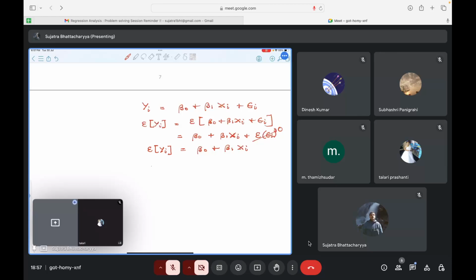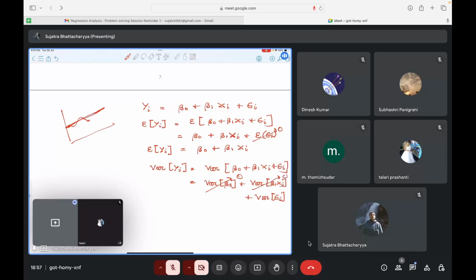What about the variance of yi? Next, variance of yi. So it will be the variance of beta naught plus beta 1 xi plus epsilon i. So variance of beta naught plus, simple, variance of beta 1 xi plus variance of epsilon i. The variance of a constant quantity is 0. Right? Because with time, nothing is changing. It's constant. What will the variance be? 0. So the variance of beta naught is 0.